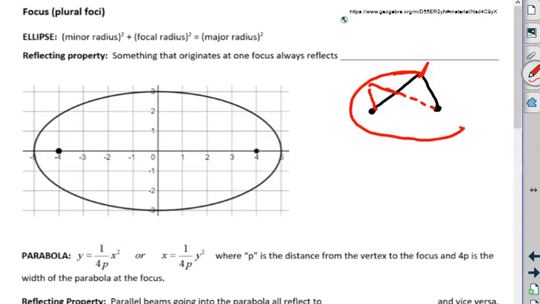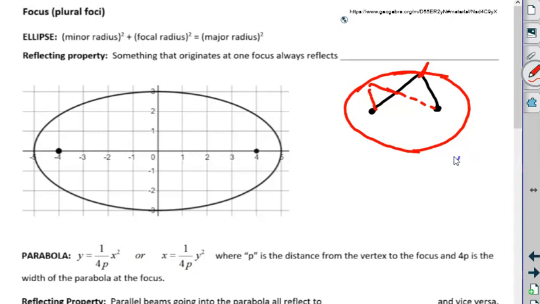Let me see if I can draw that a little better. So I got an ellipse that looks kind of like this. The foci should look about the same on both sides. So we drew the ellipse, and imagine pulling that string all the way around, attached at these two points, and this point is moving. Like I said, there's a video that shows that better than I can describe it here.